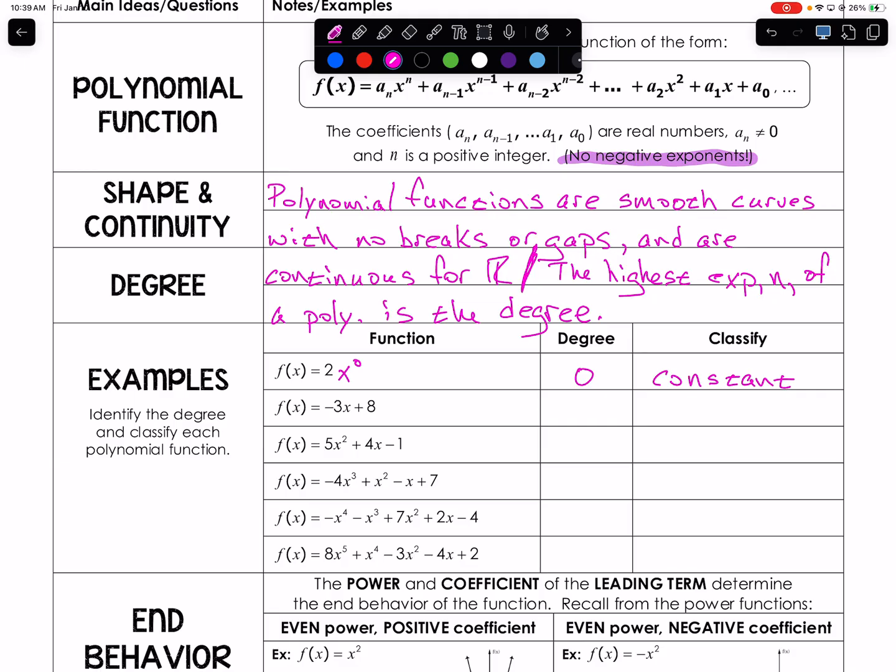Okay? So what degree is the second one? What degree is the second one? 1, right? So it's 1 right here. So degree is 1. What's that called? What shape would that graph be? Linear. Okay. Next one, degree is 2. What's that called? It is a parabola, but it's specifically quadratic. Way to go, Luke Holmes. Quadratic.